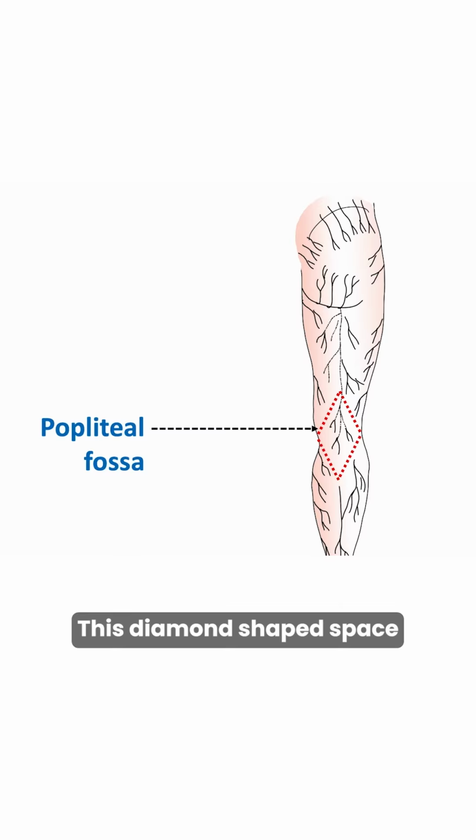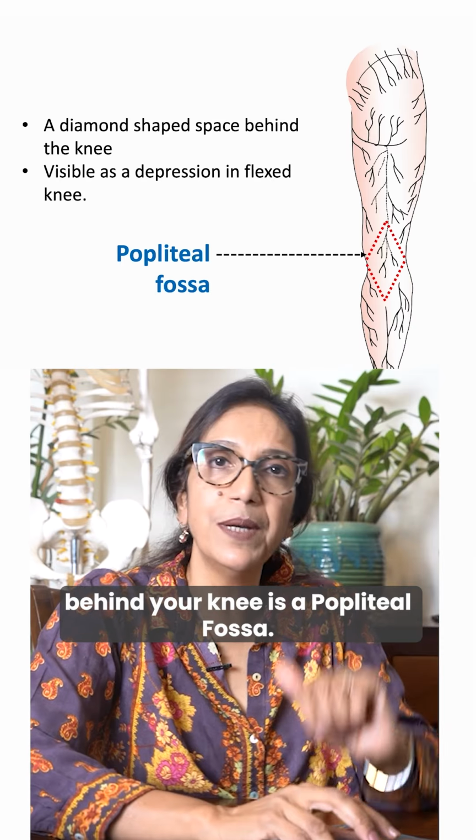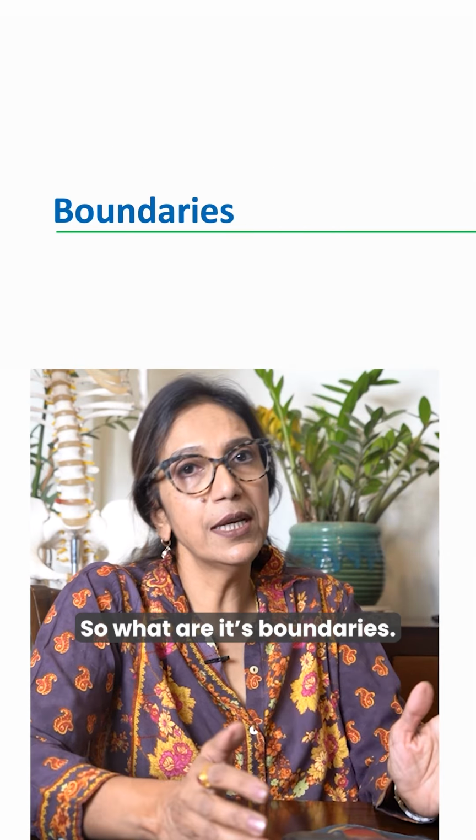What is popliteal fossa? This diamond-shaped space behind your knee is a popliteal fossa. So what are its boundaries? So it has a superomedial boundary, superolateral, inferomedial, inferolateral.